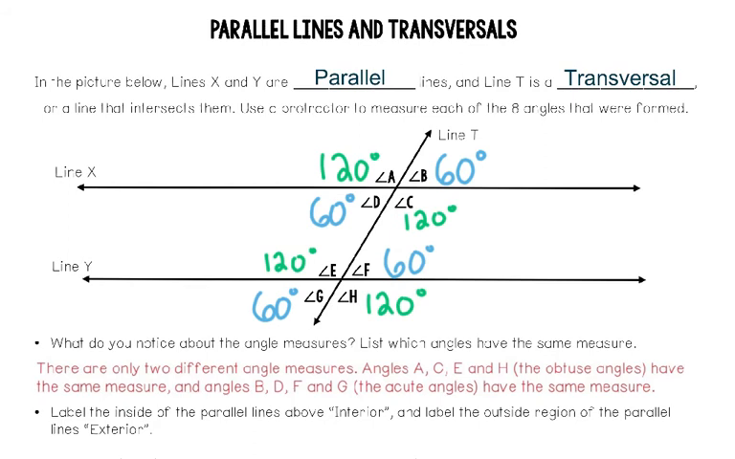All right, so after measuring the angles, I saw that angle B, angle D, angle F, and angle G all had angle measurements of 60 degrees. I also noticed that angle A, C, E, and H all had measurements of 120 degrees. It's kind of cool how you measured 8 different angles and there's only 2 numbers. That's because there's different angle relationships that you already know here.